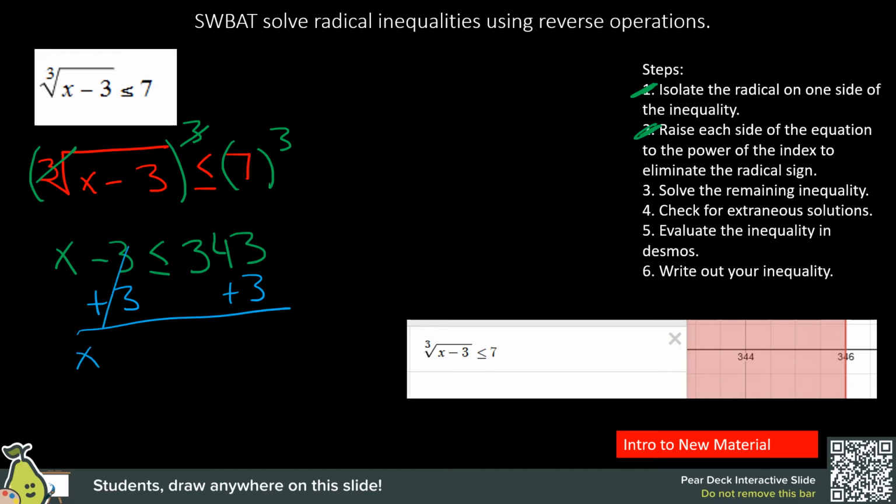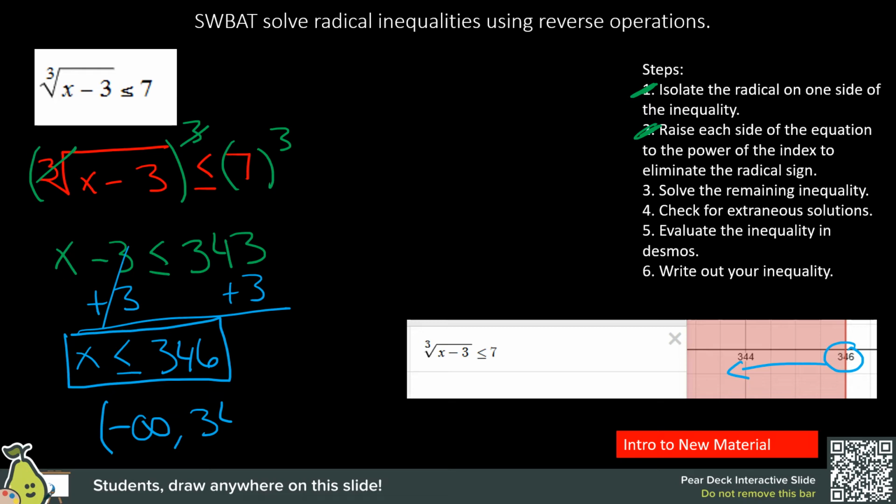And so we get that x is less than or equal to 343 plus 3, which is 346. I've already gone ahead and checked my answer here in Desmos. It is 346. As far as our interval notation, we are going to the left, I'm sorry. So we would see this 346 and we're going to the left. So we would see this as negative infinity, because we read from left to right, parentheses, to 346, bracket. And a bracket again because we have that equal sign.